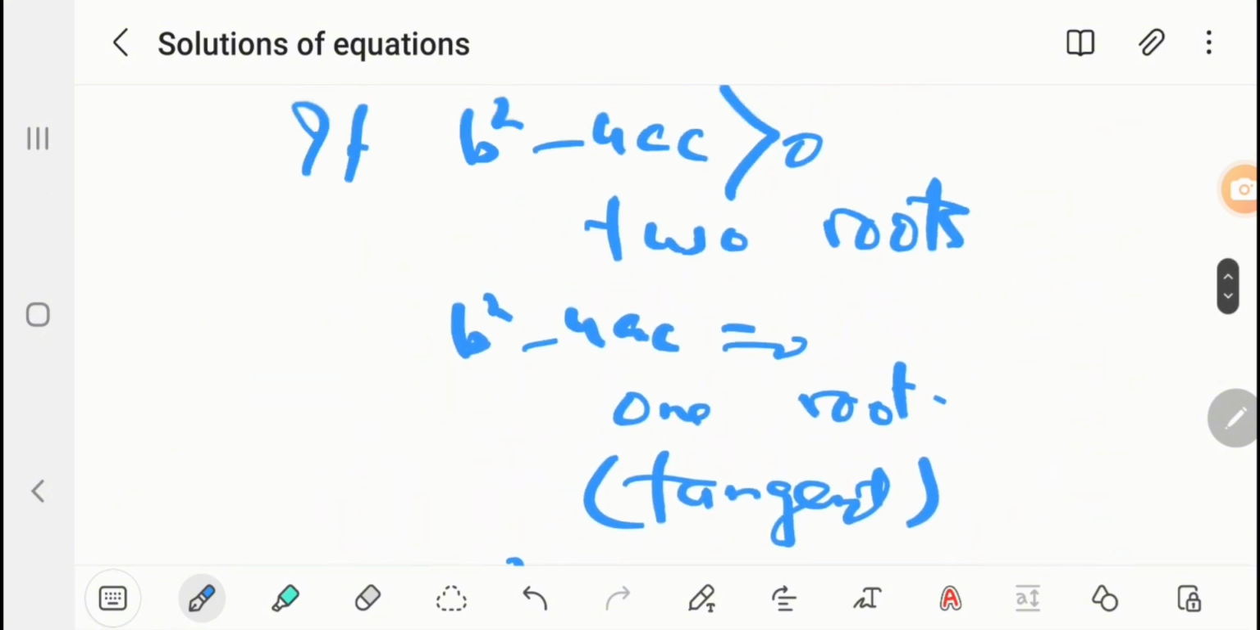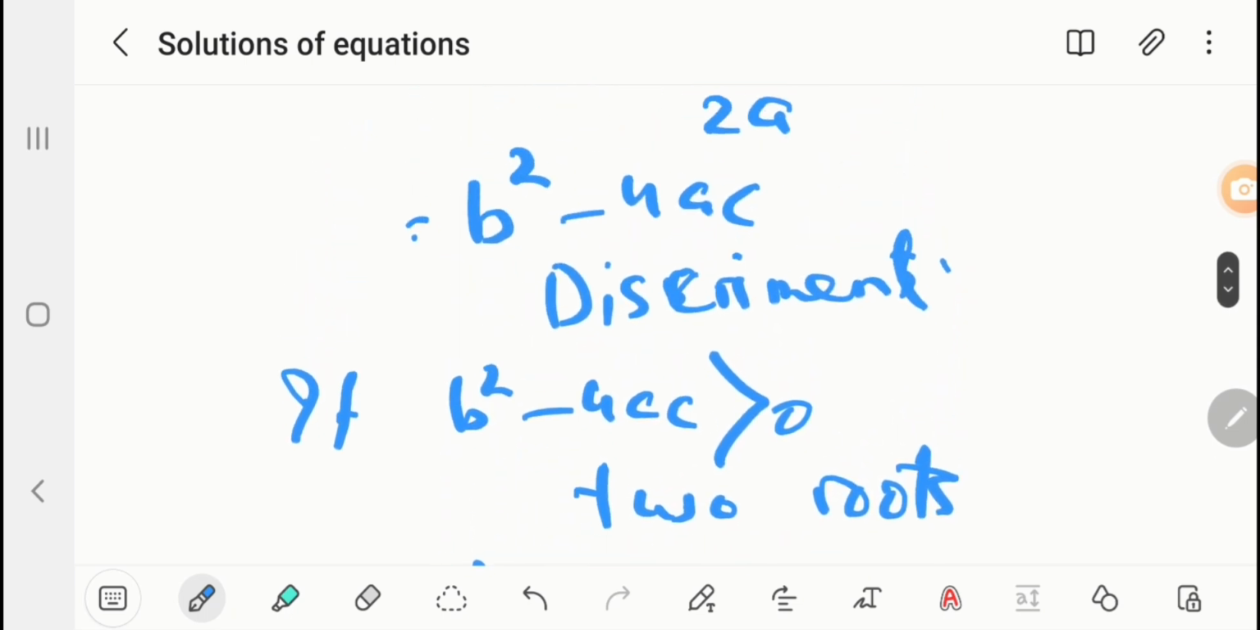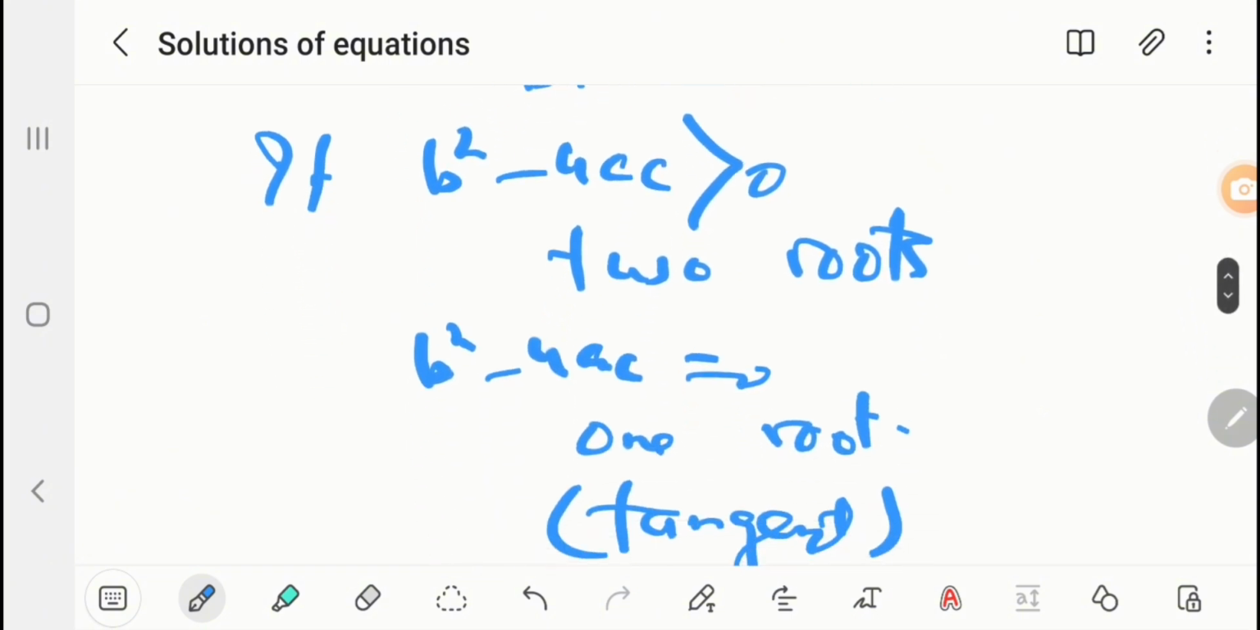Without solving any equation, I can find the nature of the roots by using the values of the coefficients of the quadratic equation, which are a, b and c, in the discriminant b square minus 4ac. I will check the signs. If it is positive, then there will be two roots, and if it is negative, there will be no root, and if it is 0, then there will be just one solution.